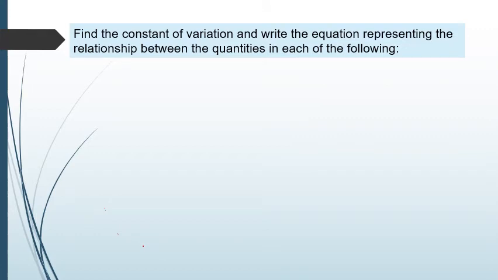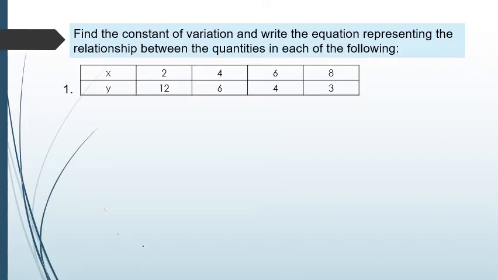So, ngayon naman, find the constant of variation and write the equation representing the relationship between the quantities in each of the following. So, meron tayo ditong table of values kung saan we have x and y. So, ang x natin, 2, 4, 6, 8. The values of y are 12, 6, 4, and 3. Paano natin kukunin ang value ng constant? Kanina sa definition, sinabi na constant is the product of two quantities. Ibig sabihin, imumultiply lang natin. So, magkakaroon tayo ng k equals x times y. K, ang nire-represent niyan ay ang constant.